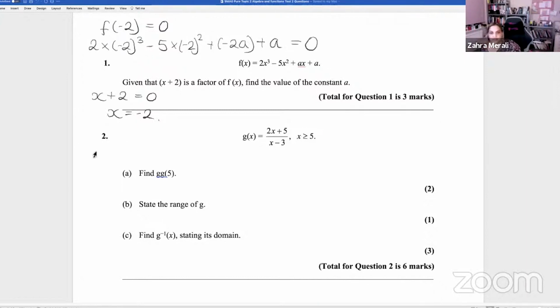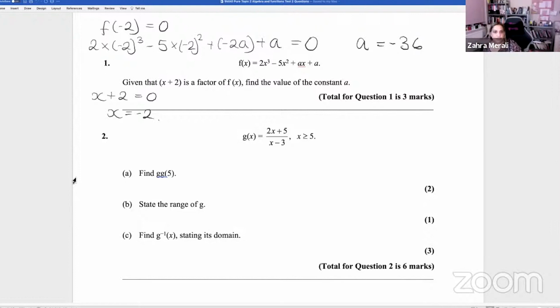And then we're going to clean that up. If we move the a's onto the other side, we're just going to get a, and that's going to equal minus 36. Okay, so we get minus 36.